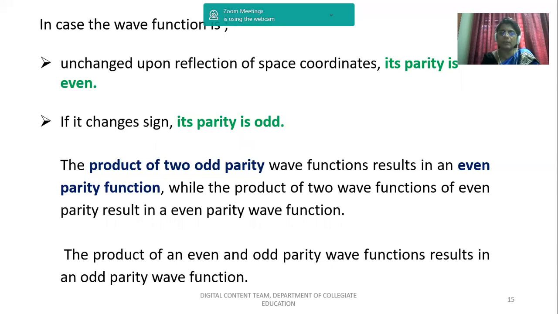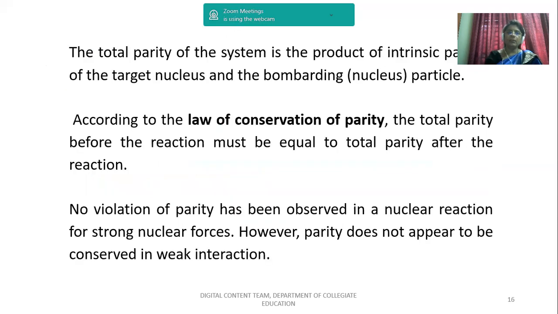Similarly, there is a third type: the product of an even and an odd parity wave function, which results in an odd parity wave function. So out of the two wave functions, if one is even and one is odd, when you take their product, the resultant wave function will be associated with odd parity. With this, we'll try to understand how to calculate the total parity of the reaction.